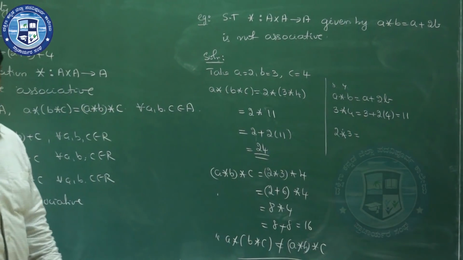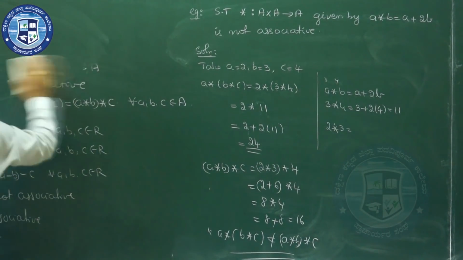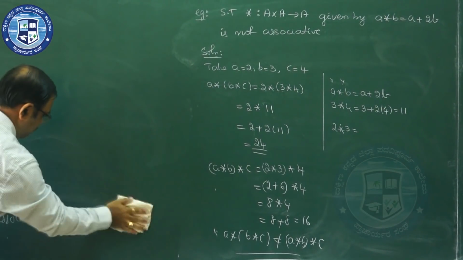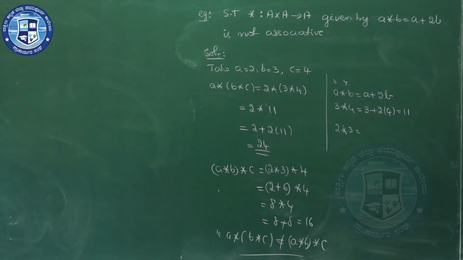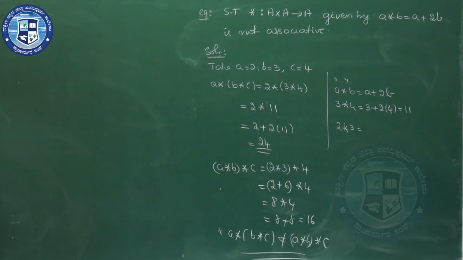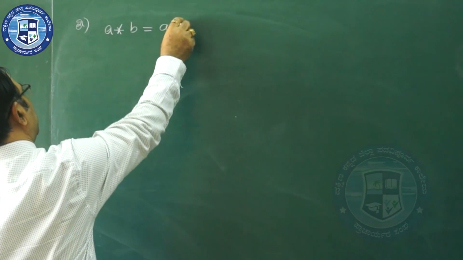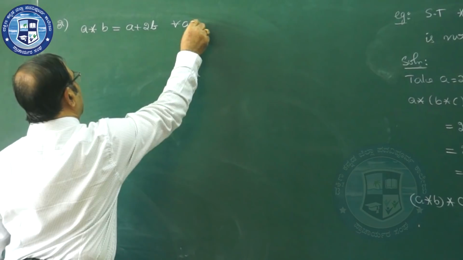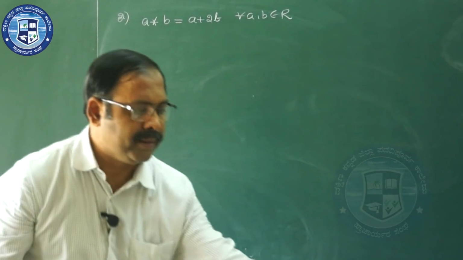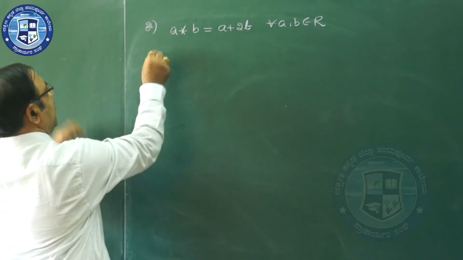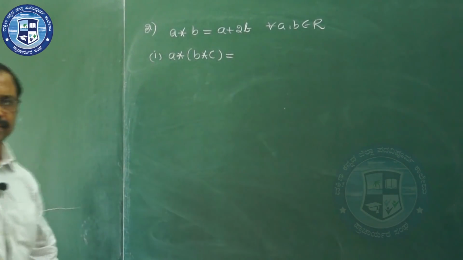This is not associative. But generally we have to give the general method. While you solve the problem in the exam, this is only for your understanding. While you are working out a problem in the exam, you have to give the general method. That is, they have given A star B equal to A plus 2B for all A, B belongs to R. This is given.